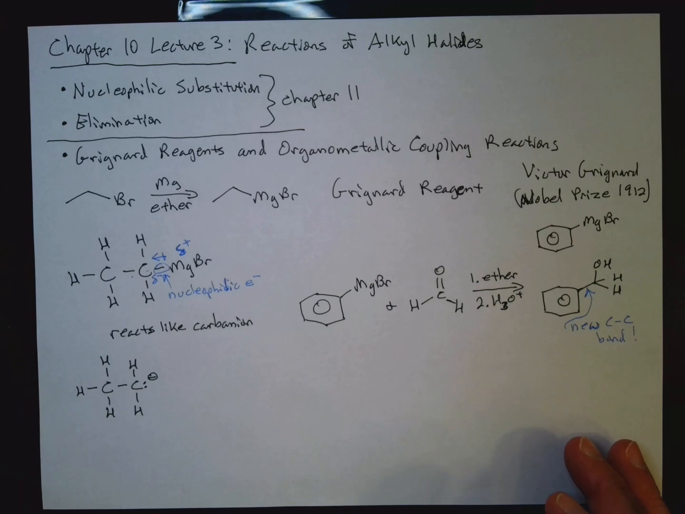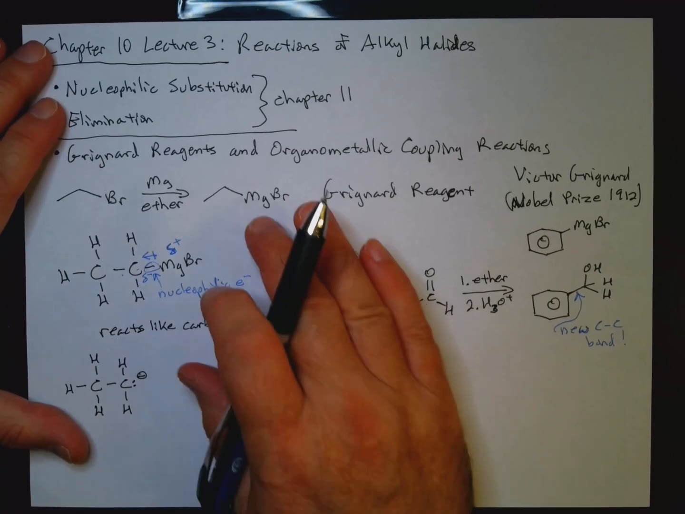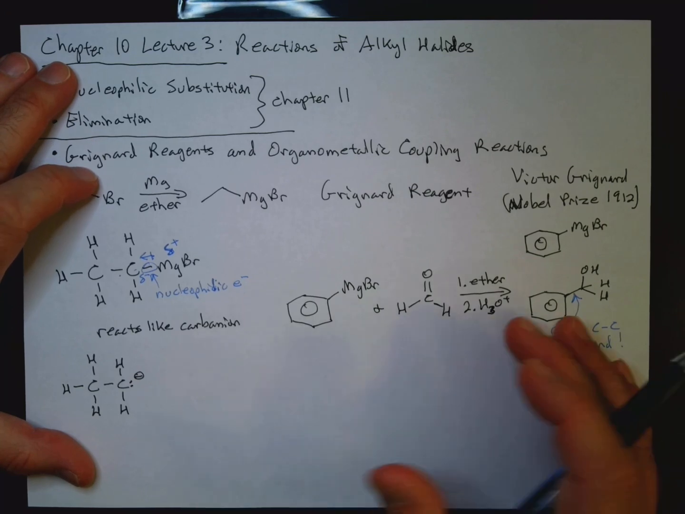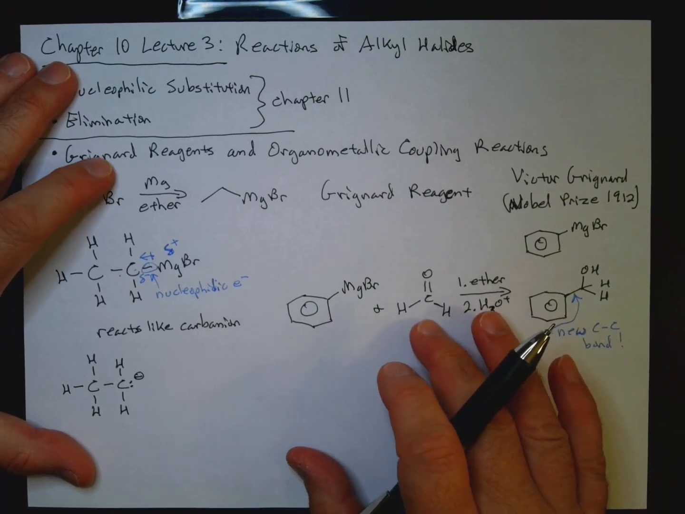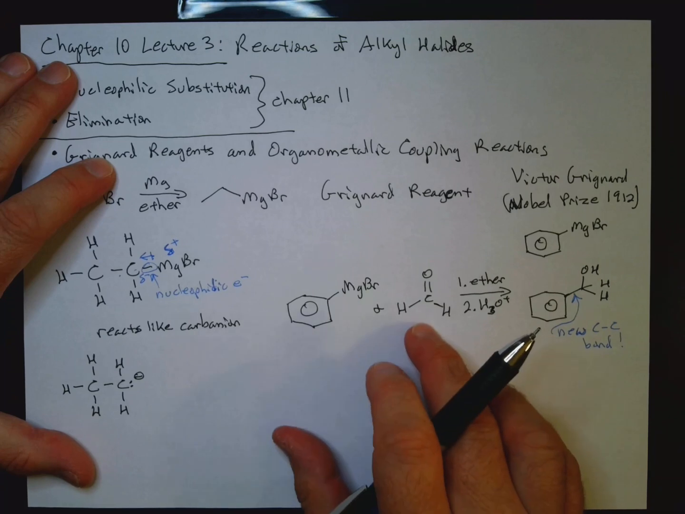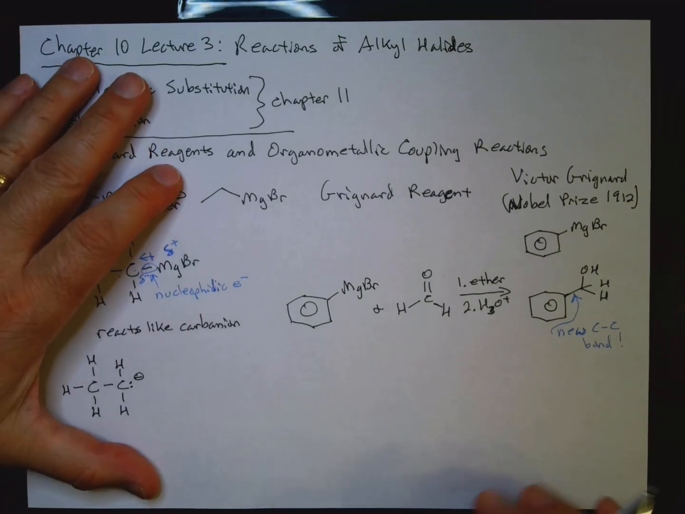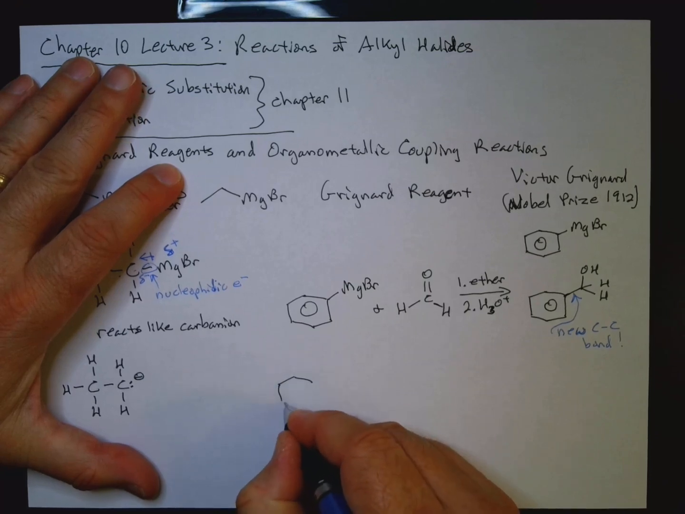So we can turn an alkyl halide into a Grignard just by adding magnesium. And then that Grignard can react with a ketone or an aldehyde, some kind of carbonyl, to give an alcohol. We'll talk more about that in the alcohols chapter, but it is something just to think about.